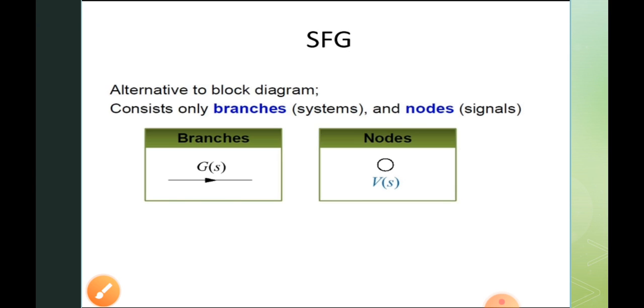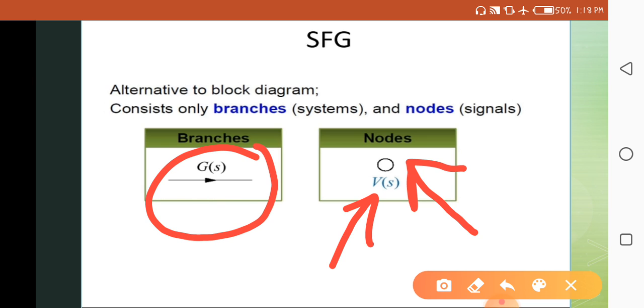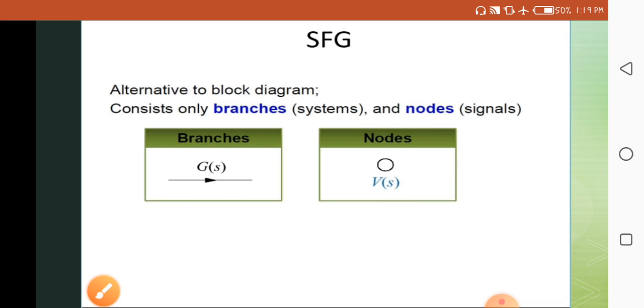So in SFG we use nodes and branches. Generally, nodes are represented by a dot, that is, a point. Sometimes they are known as signals and are represented by V(s). The branch is represented by a directed line with an arrow, and it is represented as G(s).